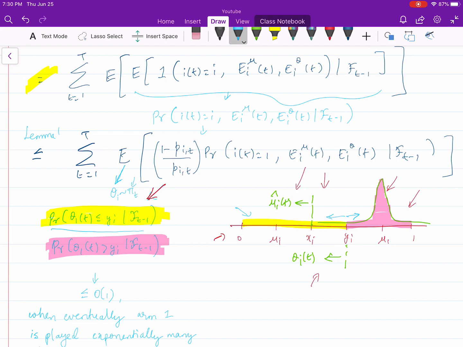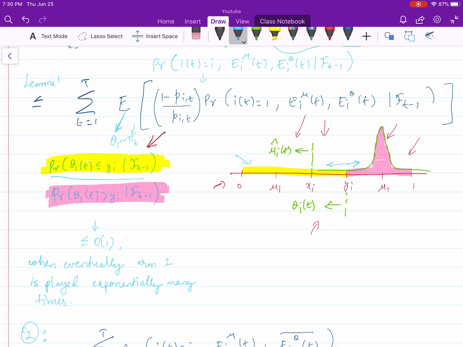So that is why I have written the summation is bounded by some constant. This is because eventually arm 1 is played exponentially many times, and the area of yellow divided by the pink area is so low after time t0, or some sufficiently large time.